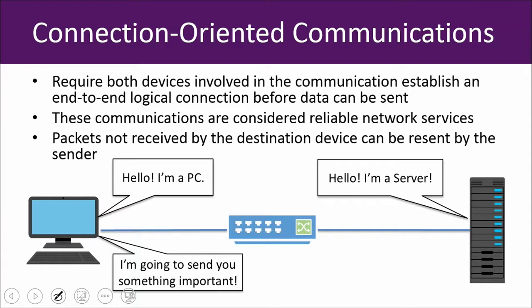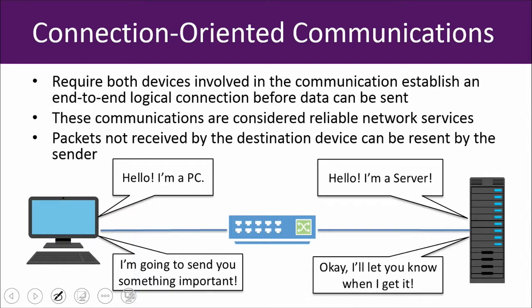And so what's going to happen is that if I'm the PC and you're the server, I'm going to say to you, I'm going to send you something important, and you're going to acknowledge that and say, okay, I'll let you know when I get it, right? So if that important data is sent by a PC to a server and it doesn't reach the server, then all of a sudden the server says, hey, resend that data. And of course the PC will.